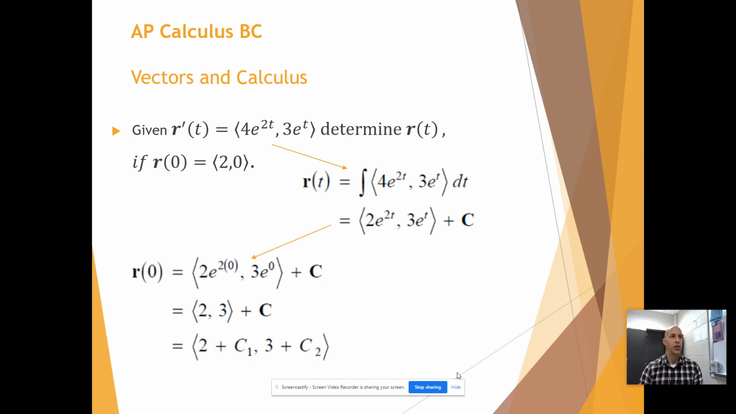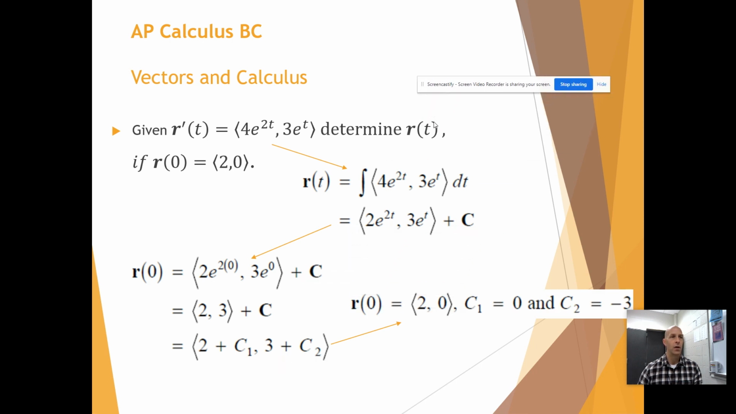But we were given the initial value that r of 0 was 2, 0. So we can just plug in 0 for our t values, and don't forget we have our plus c. That gives us 2, 3 plus c. Now that constant gets applied to both the x and the y component of the vector. Our initial condition is 2, 0. So what's going to make 2 plus c1 equal to 2? Well, that's going to be 0. So c1 is 0. 3 plus what would give us 0? Well, that'd be negative 3.